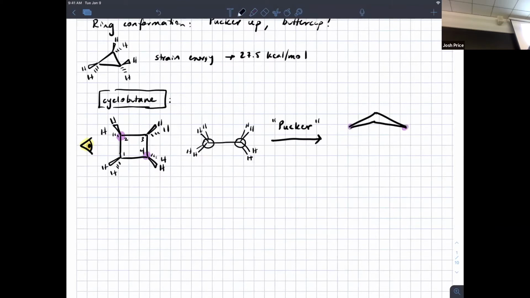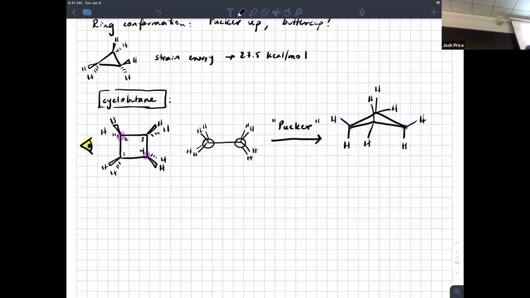Atoms 1 and 3 are sort of up at pseudo-axial kinds of positions, and then you've got atoms 2 and 4 where you've got protons at pseudo-equatorial positions on the upside of the molecule.